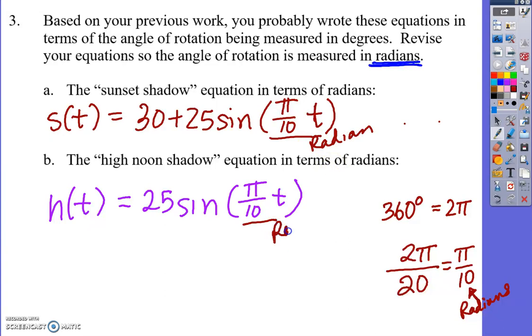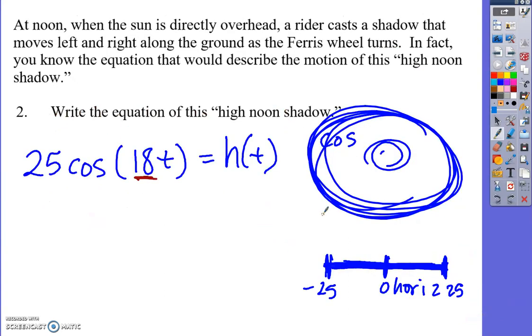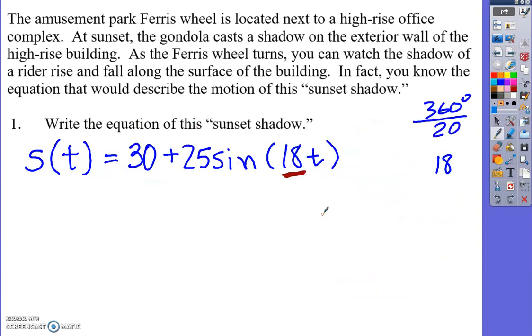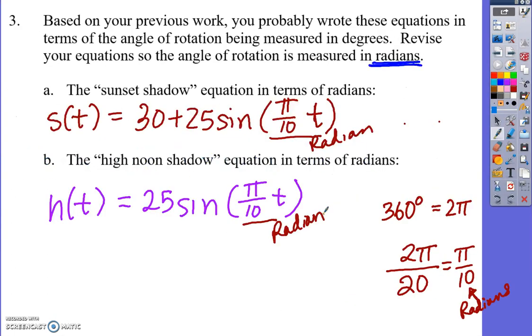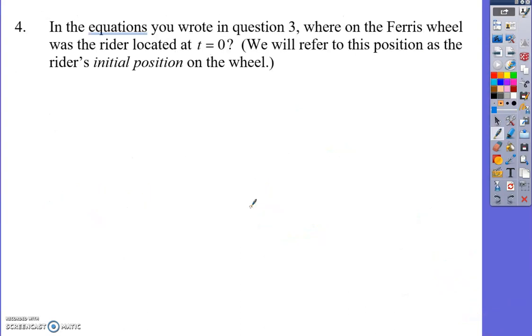Where in questions 1 and 2, we were in degrees, and we were very naturally in degrees. I didn't even stop to think about being in anything but degrees. 360 divided by 20, and we got this the same way. So this puts me in radian mode, which is so much easier. Can't stress this enough. We're going to be in radian mode from this point forward.